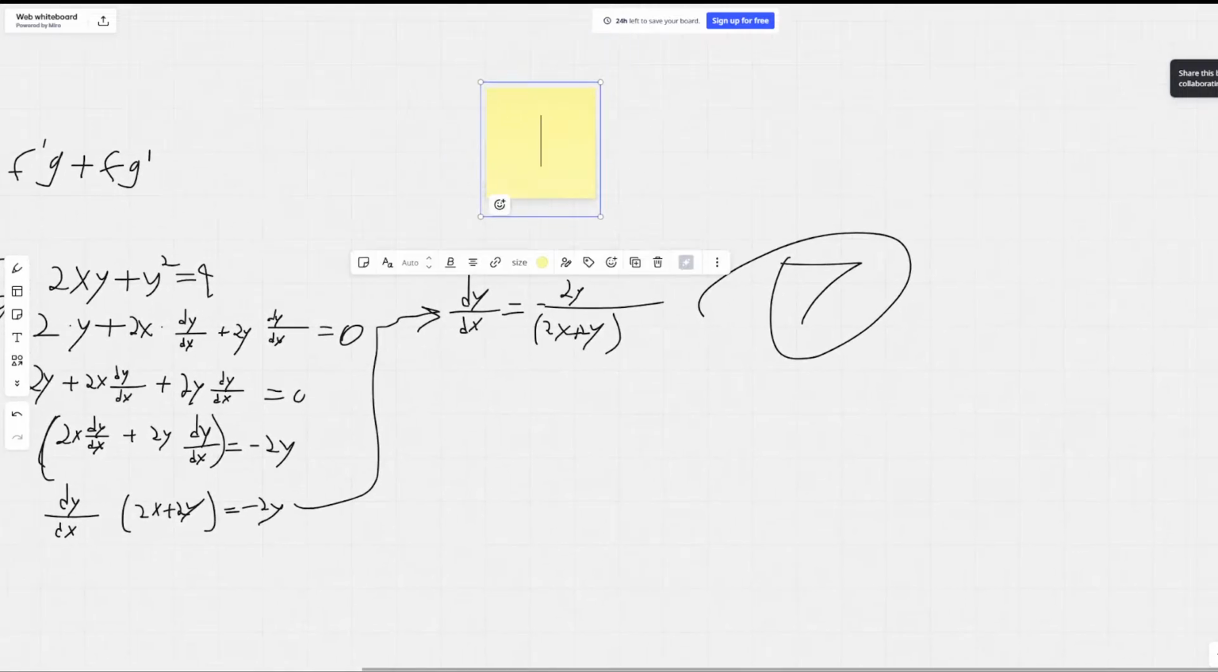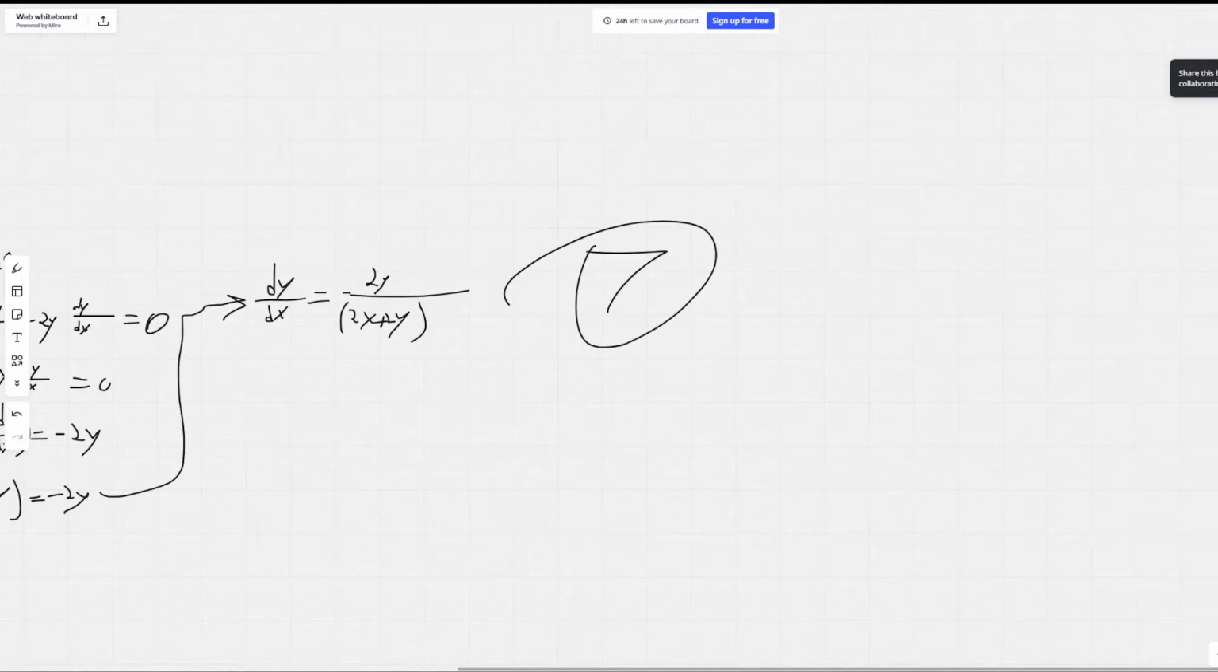Okay, get this out of here. I don't want you no more. Shoo, shoo fly. Get out of my way. dy over dx equals negative 2y over 2x plus 2y. Okay. Next one.